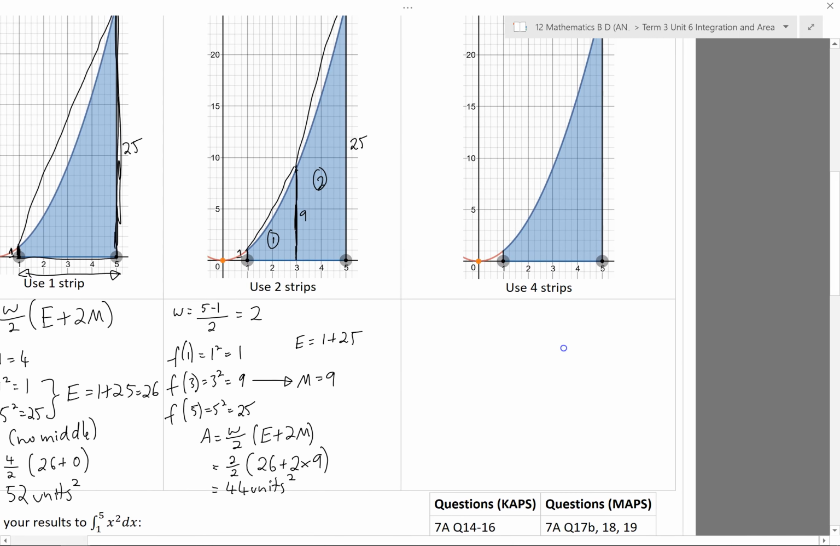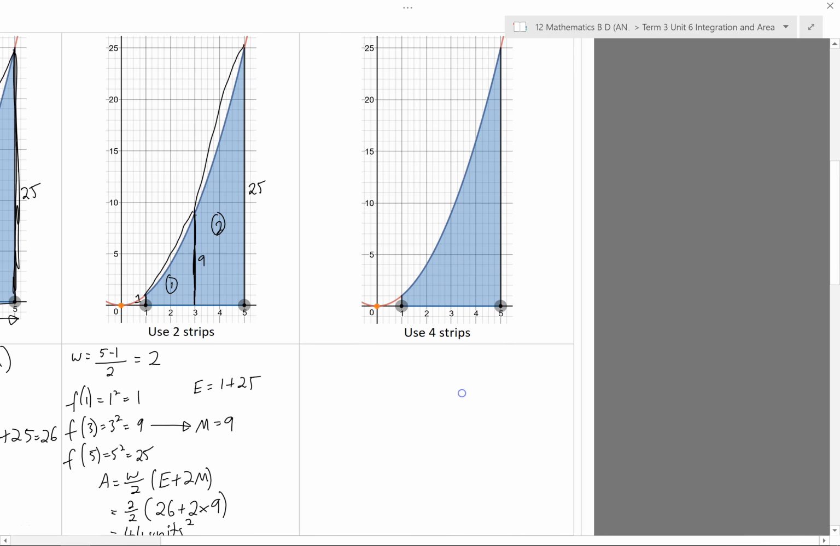So I'll finally try using 4 strips, see how I go. Again, I'll find the width. The horizontal distance is still 4, but I've got 4 strips, so the width is 1. I'm dividing it into these 1, 2, 3, 4 strips. So I need to know what f of 1 is, what f of 2 is, what f of 3 is, what f of 4 is, and what f of 5 is.